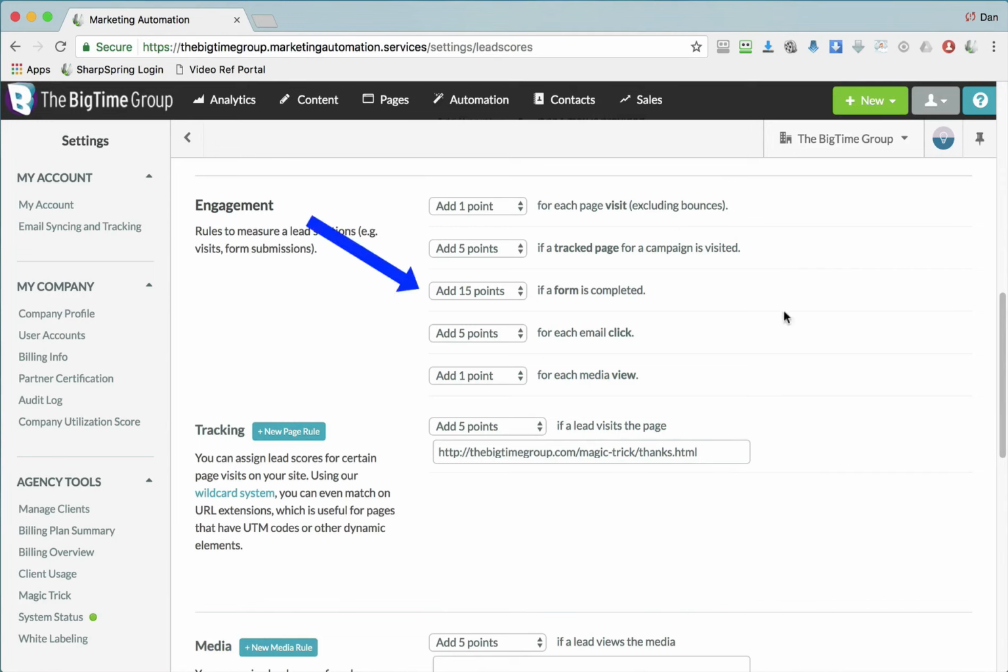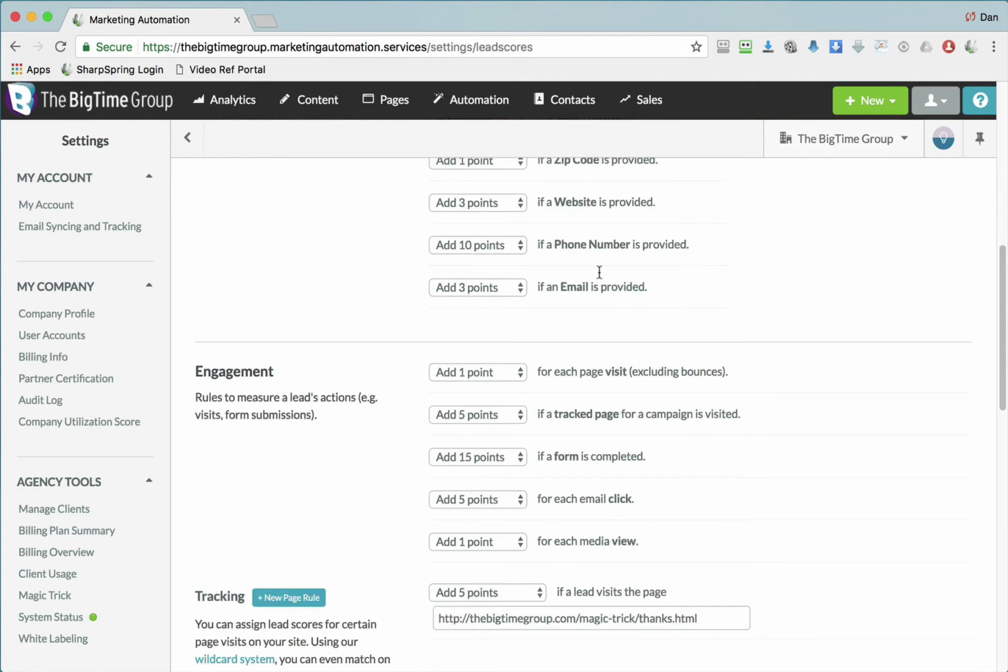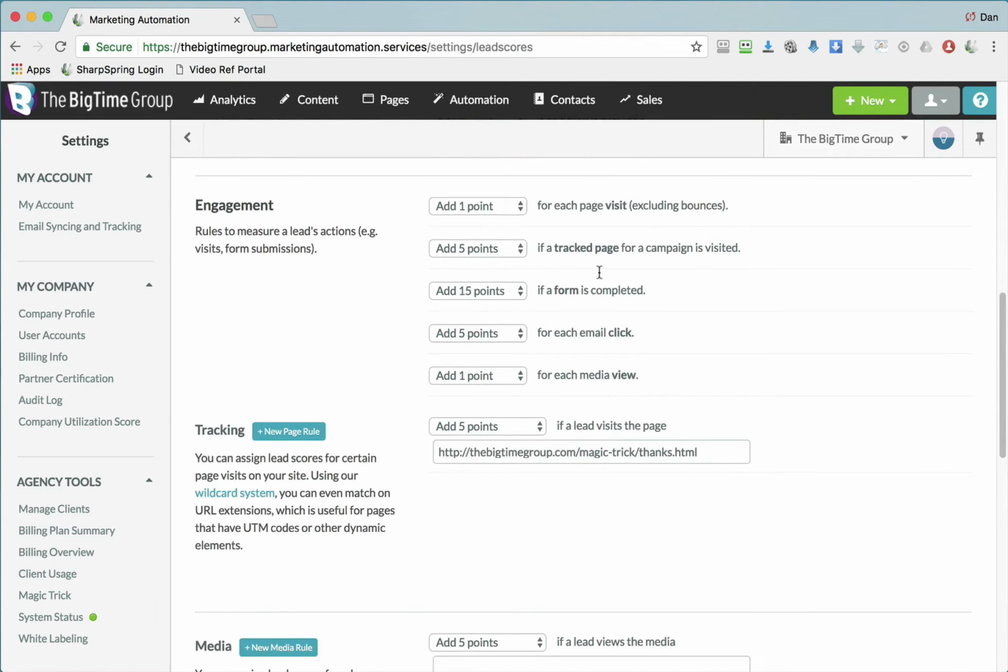Over here is if a form is completed. So what that means is if somebody puts in their first name, their website, and their email, and they submit a form, well, the form isn't completed, but still valuable information. But if every line in the form is completed, they get additional points, because what that says is they're more engaged with you. For each email click, meaning they open up an email and click on a link inside of it, that's 5 points. For each media view, it's 1 point.